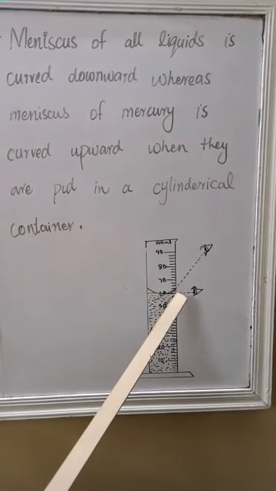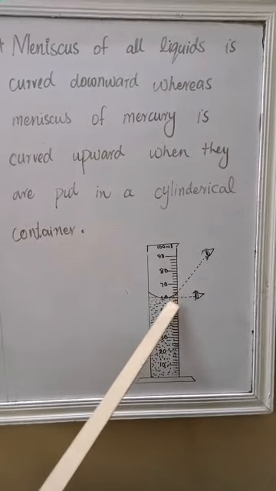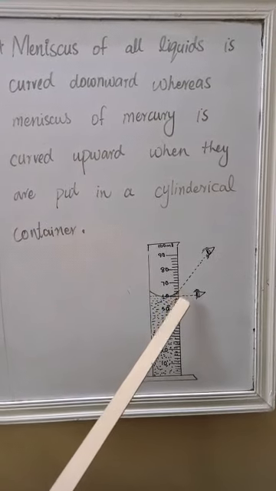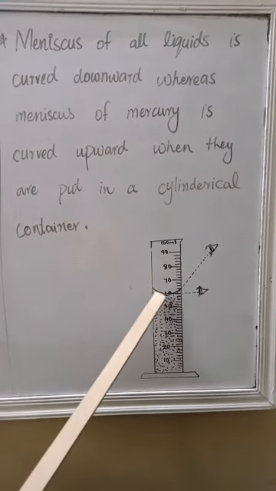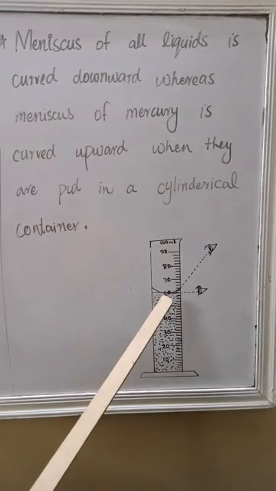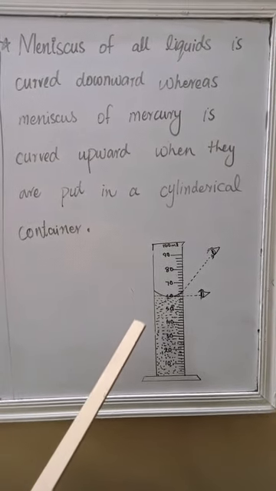When we put a liquid in the cylindrical container, it forms a meniscus with the walls of the container, and meniscus of all the liquids is curved downward like this. But the meniscus of mercury is curved upward when it is put in a cylindrical container.